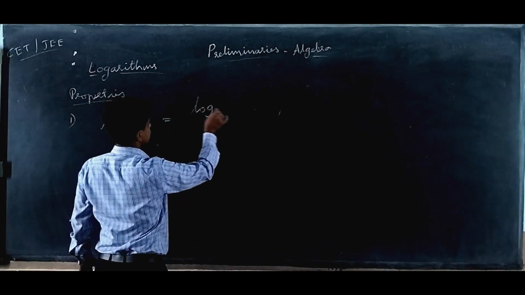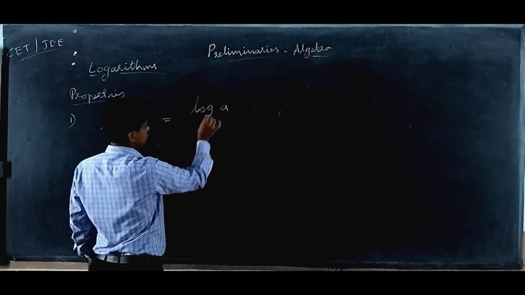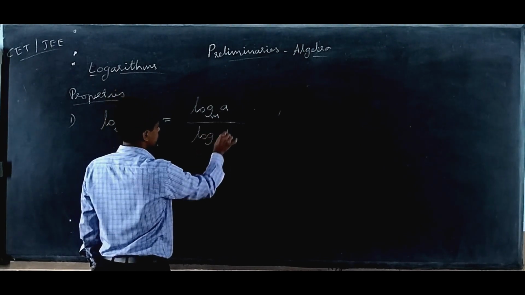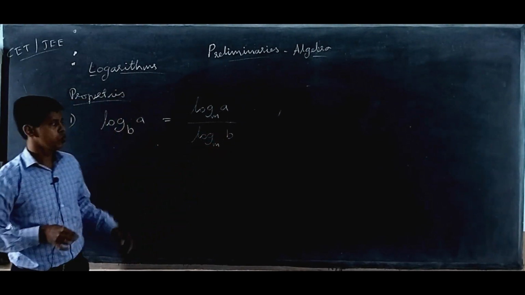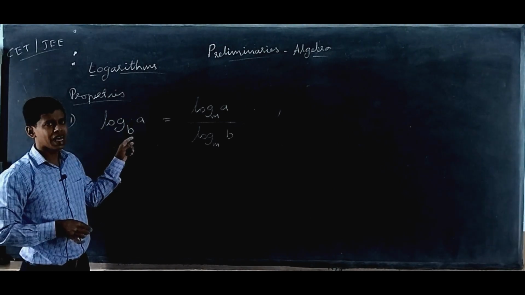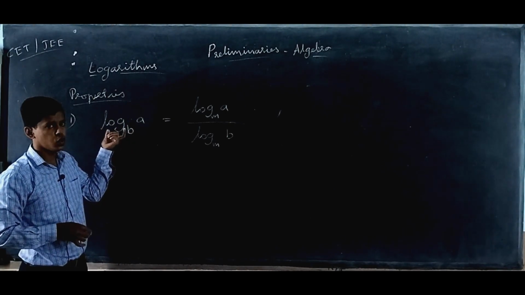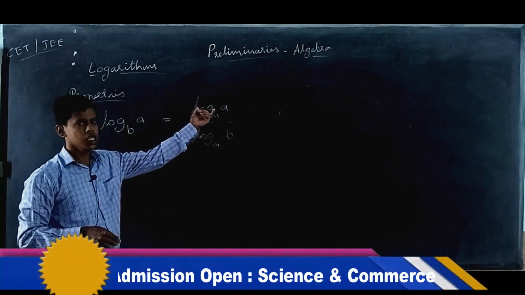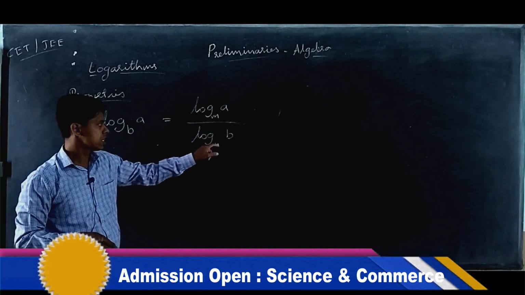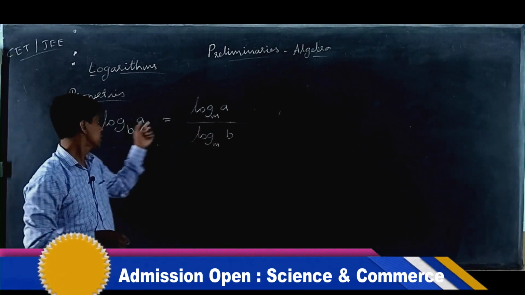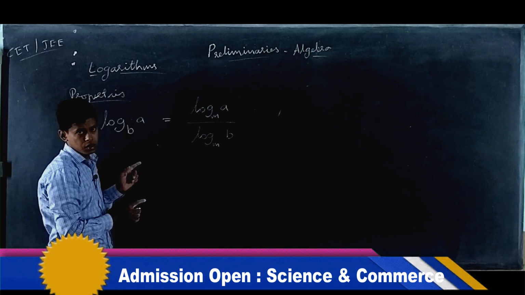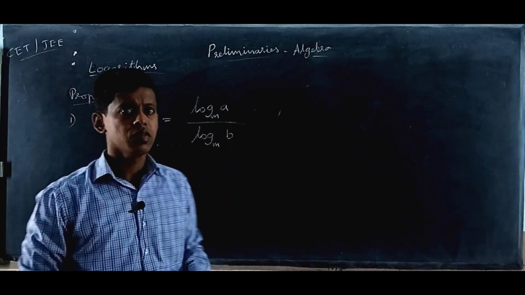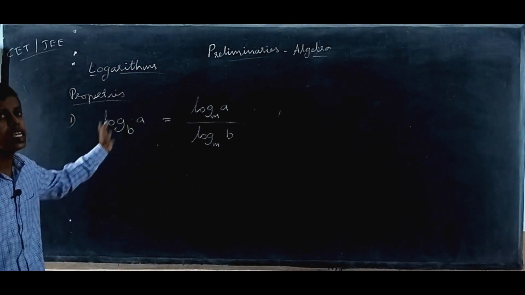The base can be changed using this formula. Log A, what shall I write here? I'll just write m. You can write any base there, it doesn't matter, and this will be again m. See what has happened here: when you wrote the log here, you had the base b, but when you came here, you changed the base for the log to m, and here also you must write the same base. This quantity goes in the numerator, and this quantity comes in the denominator. So this is the formula we have to change the base.